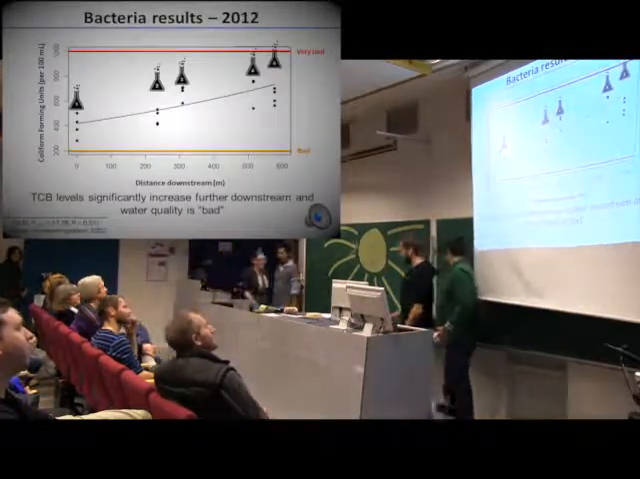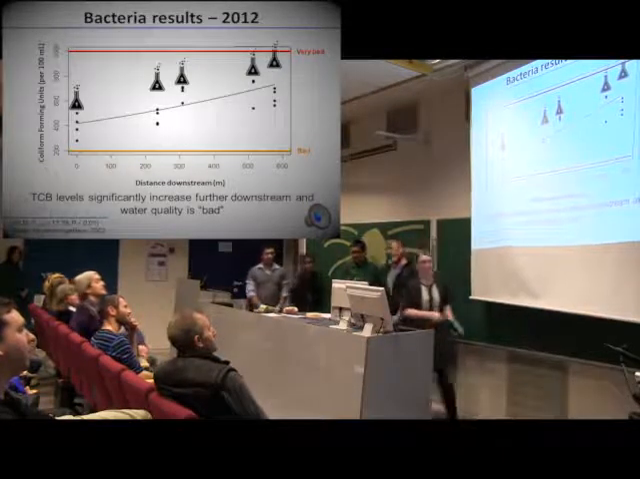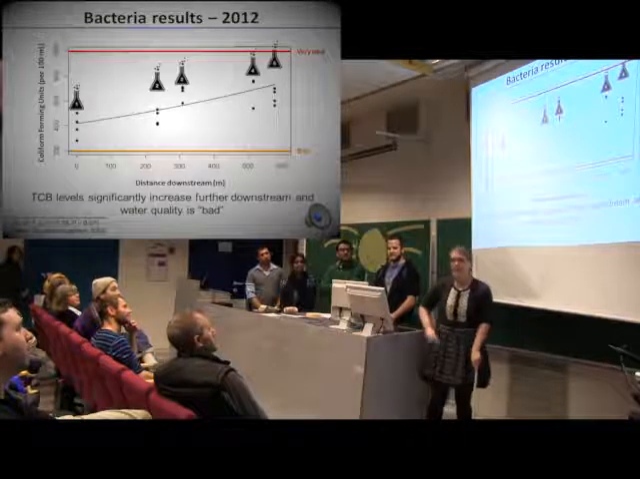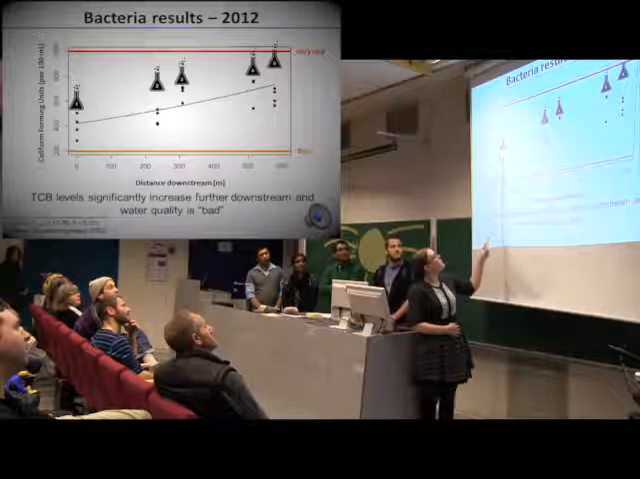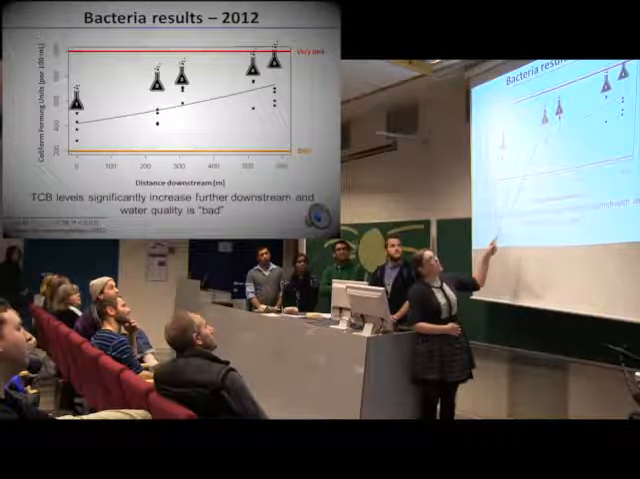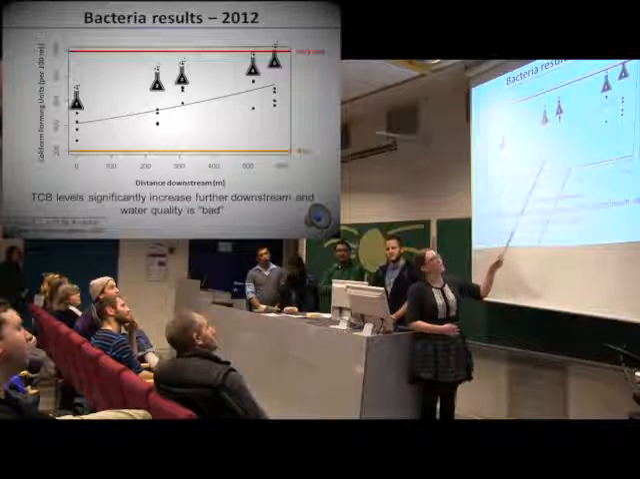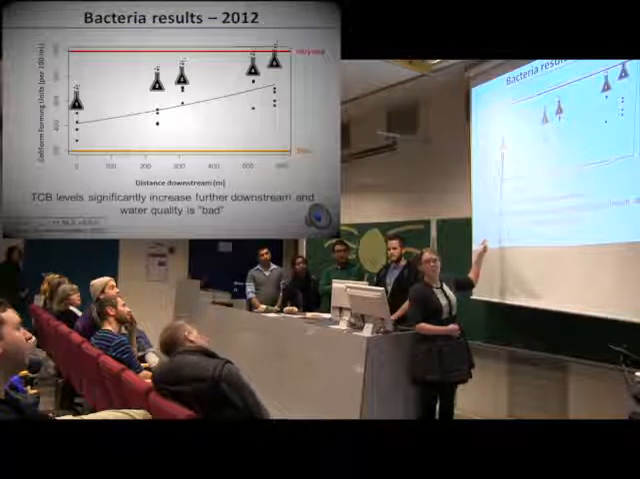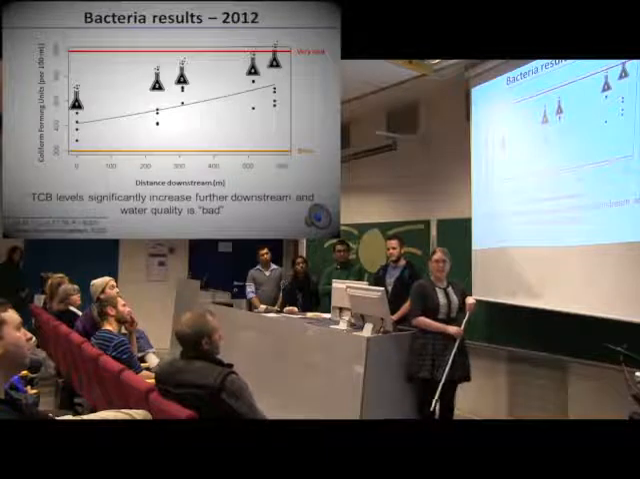So, moving on to results, we looked at the total coliform bacteria as an indicator of water quality. As you can see from these values, replicates at each site, the values actually increase up the river. And they're actually already quite high at site 1, which is our control site. So we use this to indicate water quality.